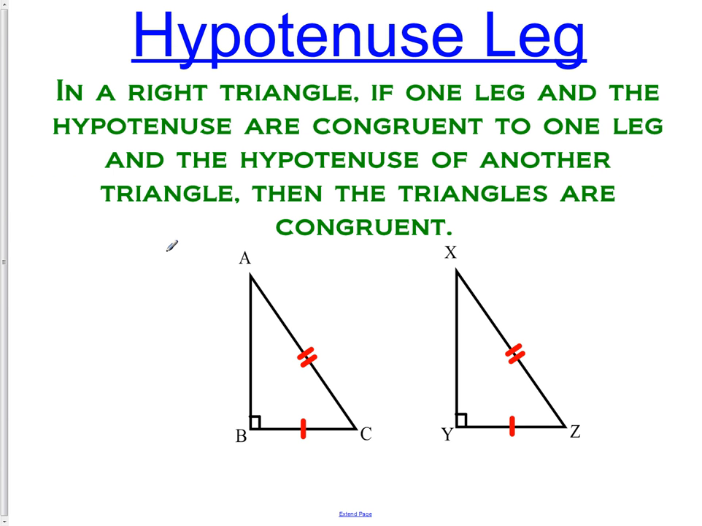Next is the hypotenuse-leg. This can only be used with right triangles. You cannot use this with any other types of triangles, only with right triangles. In a right triangle, if one leg and the hypotenuse are congruent to one leg and the hypotenuse of another triangle, then the triangles are congruent. We have our right triangles. Now we check. We have the hypotenuse between the two triangles congruent, and we have a leg. Therefore, we can say we have hypotenuse-leg congruency.